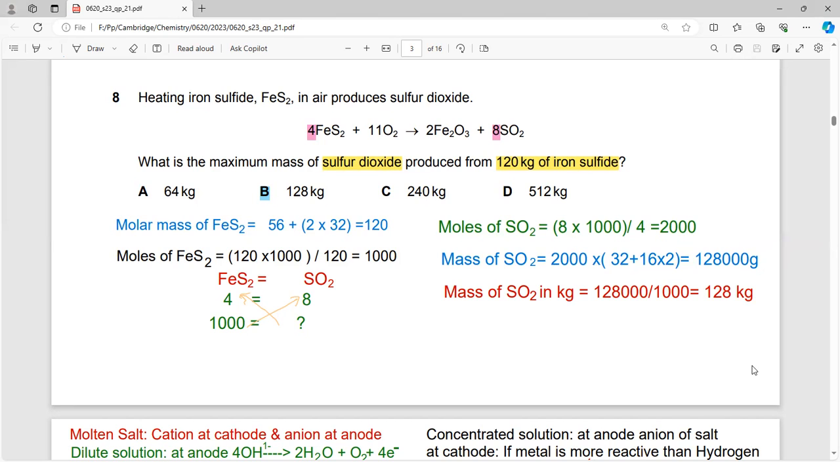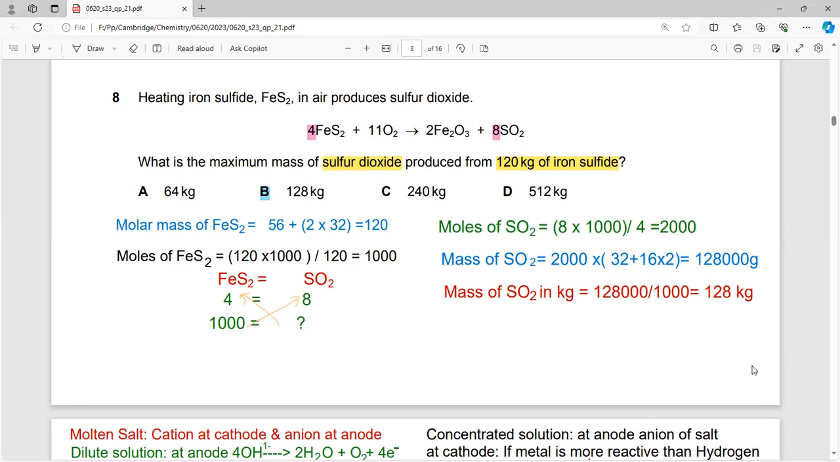For finding the moles of iron sulfide, we need the molar mass of the iron sulfide. So the molar mass of iron sulfide: the iron with the relative atomic mass 56, plus the sulfur, 32 multiplied by 2. So we will get 120 gram. That is the molar mass of iron sulfide. Here, the moles of iron sulfide: 120 multiplied by 1,000, we convert it into gram, divided by 120, is equal to 1,000. So overall, the moles of the iron sulfide is 1,000.